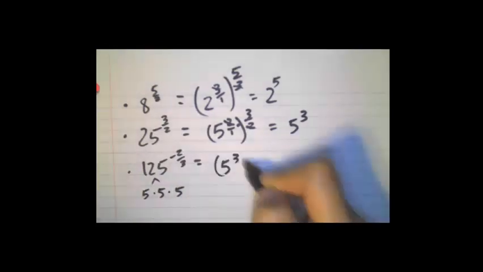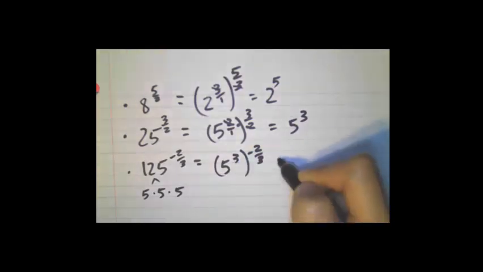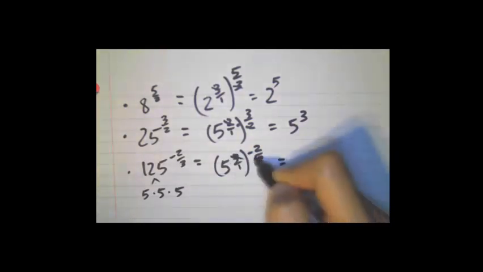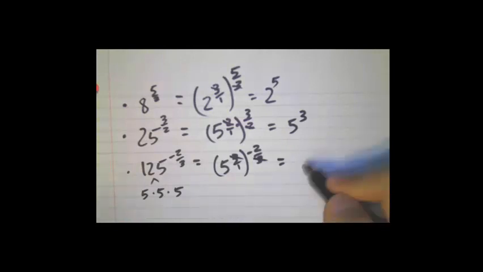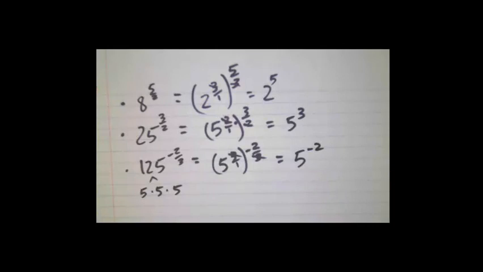And the last one, 125, is equal to 5 times 5 times 5, so therefore that's 5 to the 3rd to the negative 2/3. Again, we multiply because it's a power to a power, and we get 5 to the negative 2. All right.